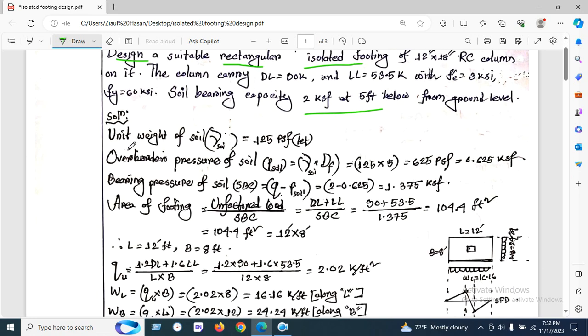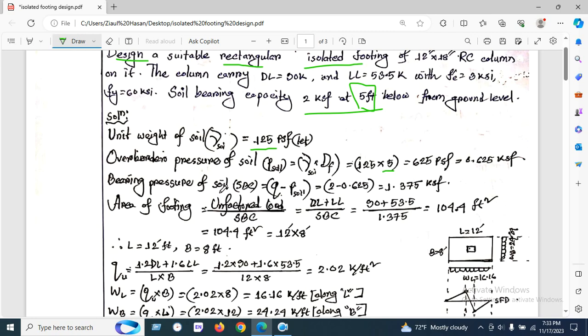At first we will assume the unit weight of soil, as you know, 125 psf, but it can vary, 120 or 115 psf, but we will assume 125 psf as it is. Now the overburden pressure of soil would be Df times gamma. Here Df is the depth of footing, which is 5 feet below the ground level. That's why we have used 5 feet, and 125 is the unit weight of soil, and we have found 625 psf.